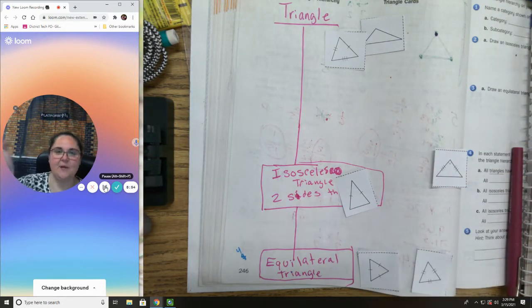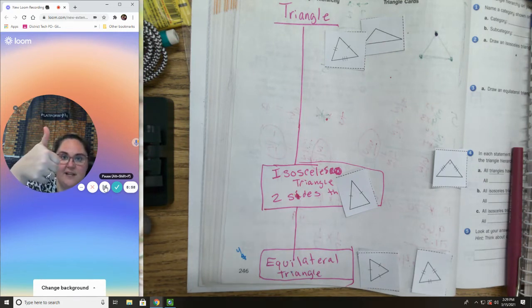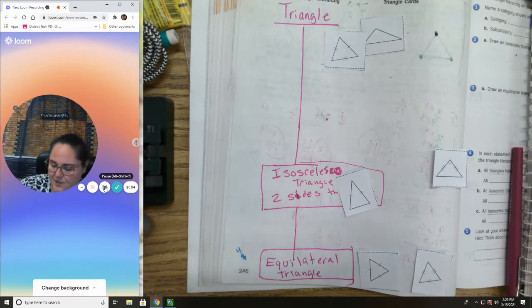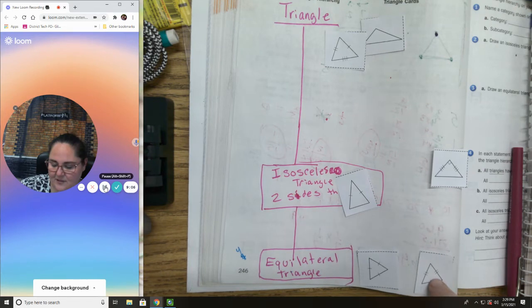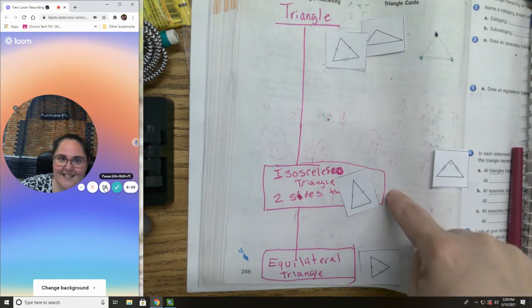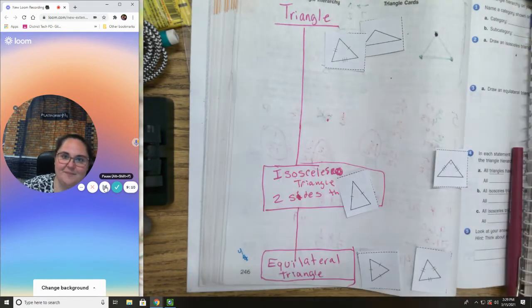So basically, it's like when you rename shapes. When you rename a square, you could say a square is also a rectangle, and it's also a quadrilateral. It's also a parallelogram. It's giving it more names, right? So this triangle right here is equilateral and isosceles and a triangle. Does that make sense? All right.